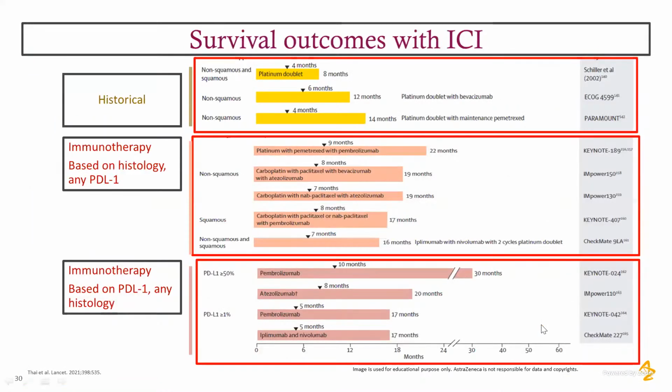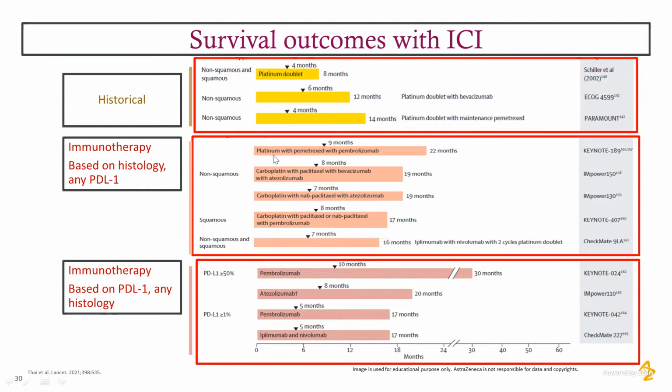These are the survival outcomes with the immune checkpoint inhibitors. Historically, non-squamous cell and squamous cell carcinoma with platinum doublet chemotherapy, the overall survival is 18 months. We are talking about 2002. And non-squamous cell carcinoma, platinum doublet with bevacizumab, survival improved to 12 months. We are talking about advanced stage non-small cell lung carcinoma. And non-squamous cell carcinoma, platinum doublet with maintenance pemetrexed, 14 months overall survival. Immunotherapy based on histology with any PD-L1 mutations.